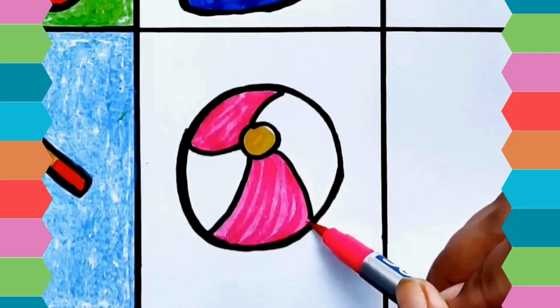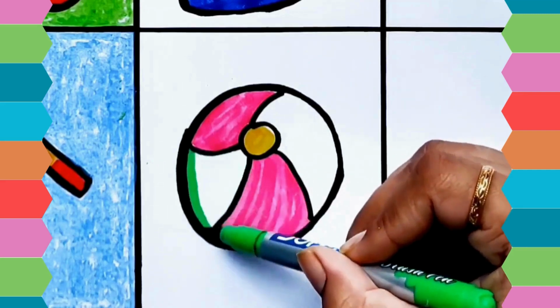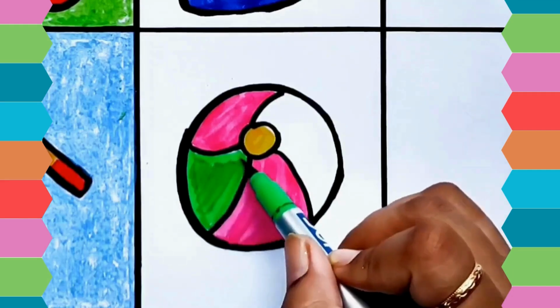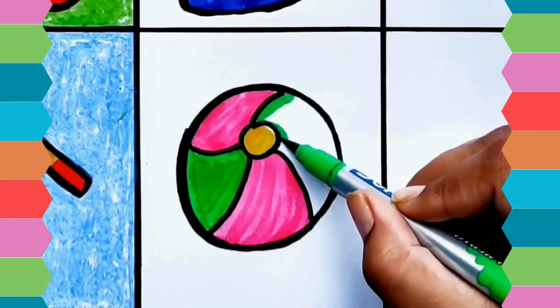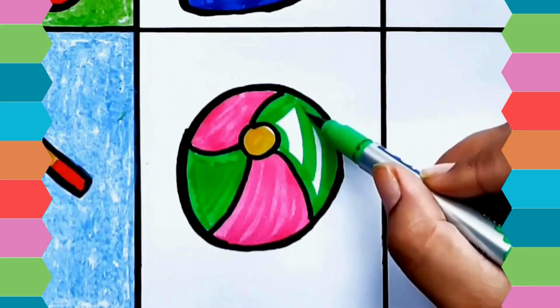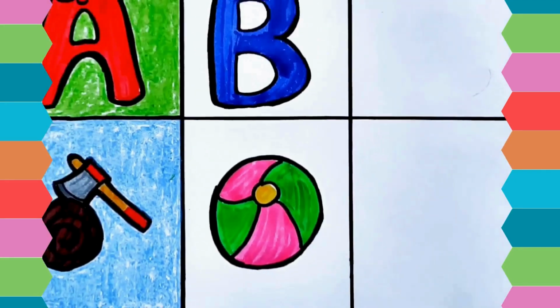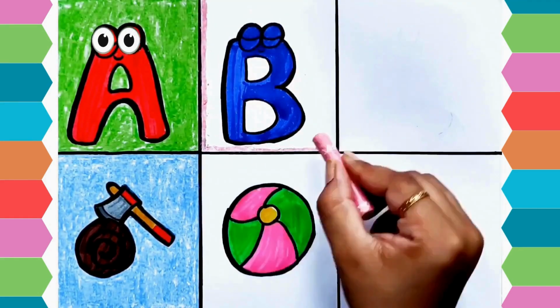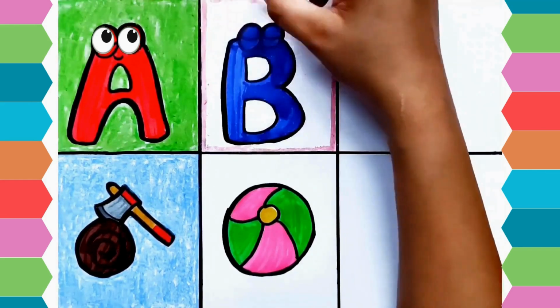O is for orange, so juicy and sweet. Green. P is for pen that lets ideas meet. Q is for queen with a crown of gold. R is for rabbit, so quick and bold. S is for sun that brightens our day. Now, we will color the box of B pink. T is for tortoise in a slow relay.